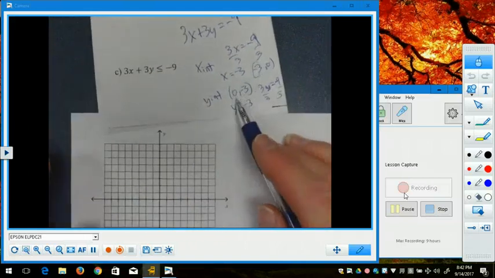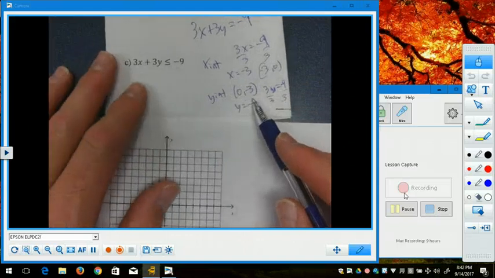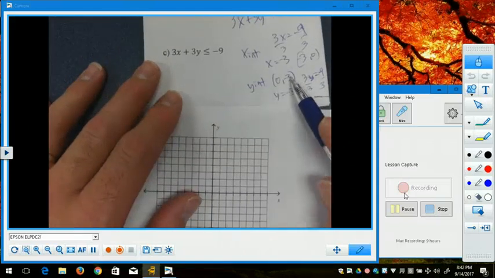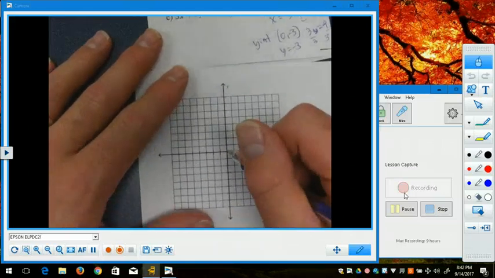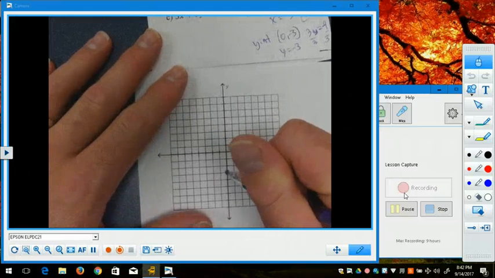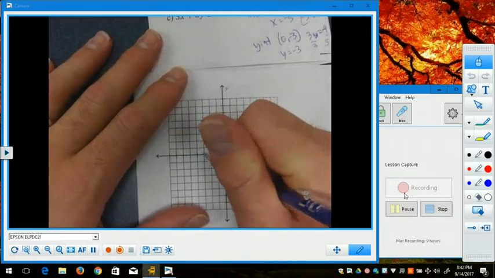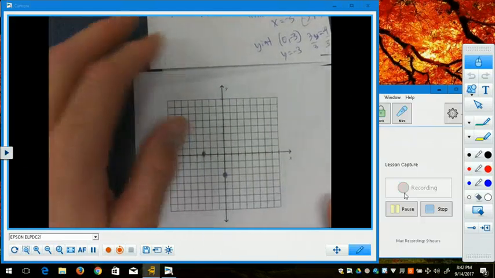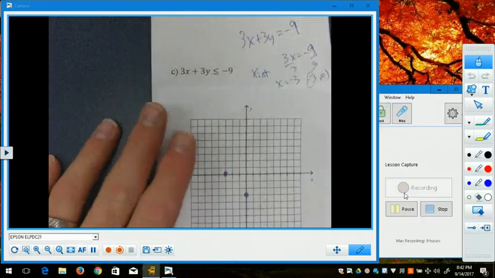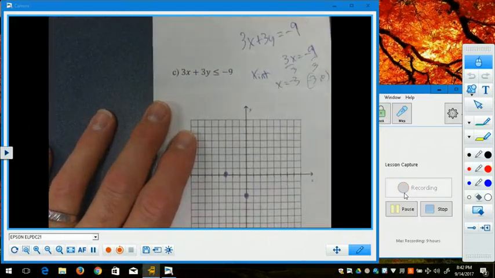Since those are points on my line, when I go to test a point of the inequality to see if it should be shaded or not, I do not want to test these points because they are on the line. So I'm going to plot these. I have 0, negative 3, and I have negative 3, 0. That's enough points to get my line that will represent the line 3x plus 3y equals negative 9.